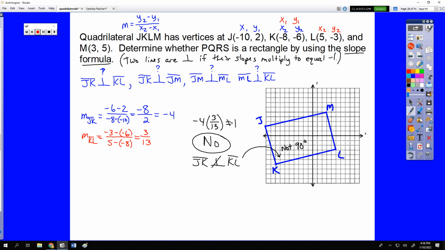Now please keep in mind that if the answer to that were yes, if those did multiply to -1, you would have to keep going. You'd have to find the next side length, which would be what? JM, and JK and JM would have to multiply to -1. Then you'd have to find ML, and ML and JM would have to multiply to -1. All four of these have to be true for the answer to be yes. If any one of them is false, then the answer is no.